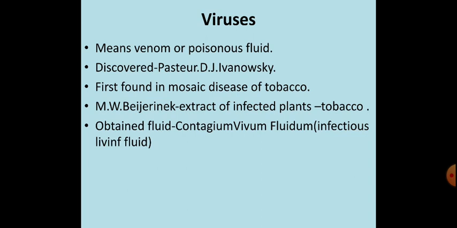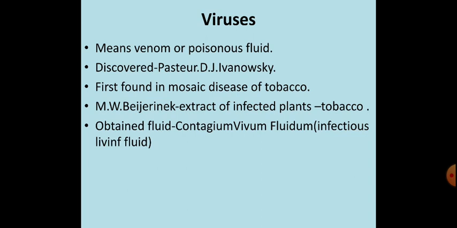They were first found in mosaic disease of tobacco. It was first found in a tobacco plant suffering from mosaic disease of tobacco. The scientist M. W. Beijerinck took the extract of the infected plants of tobacco and saw infection in healthy plants.